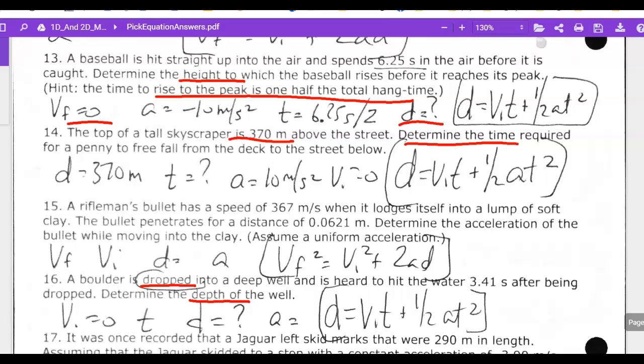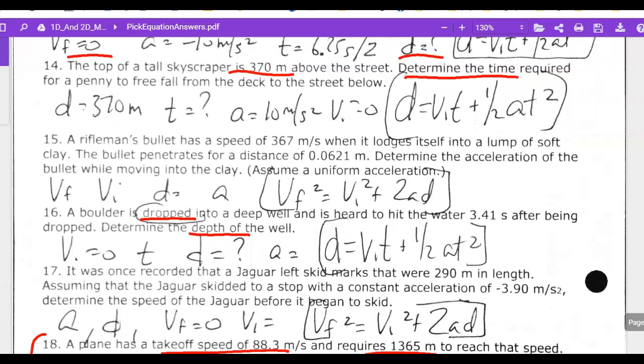The reason you start with 0 is that inside the gun it starts at 0, and when it hits the end, the rifle fires it at a speed of 360. When it lodges itself into soft clay, it stops. Vf equals 0, Vi equals that amount, and there's the fit. And then a boulder is, oh, that's a good word, dropped. Held still, let go, dropped.